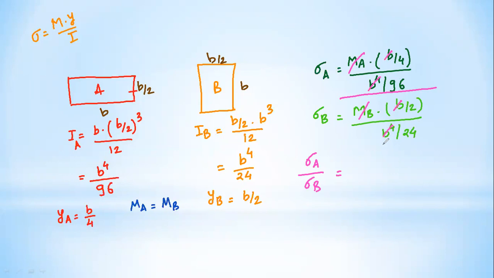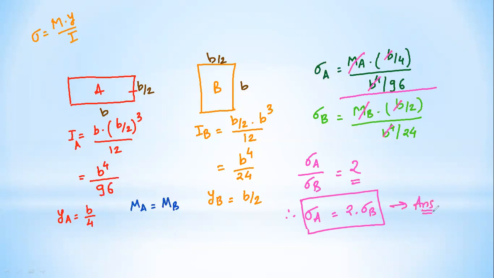So what is remaining? Okay. So it will be 2. Yes. 2 into 24, 48, 48 into 2, 96, right? So what you will have? You will have sigma A is equal to 2 times sigma B. So this will be your answer.